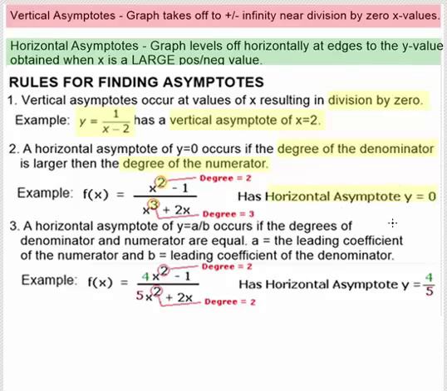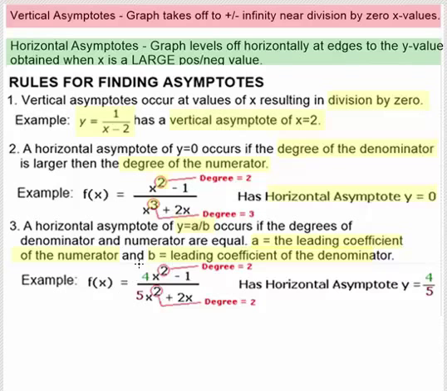Now in the second graph, we had a horizontal asymptote that was not 0. It turns out the horizontal asymptote will always be y equals a over b if the degrees are equal. A is the leading coefficient of the numerator, and b is the leading coefficient of the denominator. And here's an example. f of x equals 4x squared minus 1 over 5x squared plus 2x. The degrees are equal. They're both quadratics.